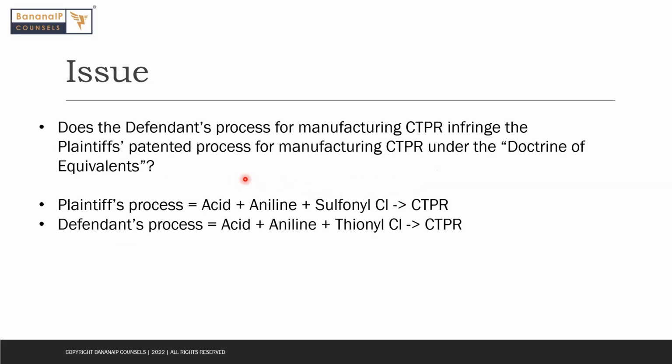So, as plaintiff's process simply said combining the acid with aniline compound and the sulfonyl chloride, this combining could occur in various combinations. So, for example, you could combine the acid with the aniline compound first and then combine it with the sulfonyl chloride, or you could combine the acid with the sulfonyl chloride first and then combine it with the aniline compound. And like that, there were various orders in which you could perform this combining. So the court wanted to see whether the sequence in which the plaintiff's process had occurred was the same as the way the defendant's process for combining the reactants was the same.